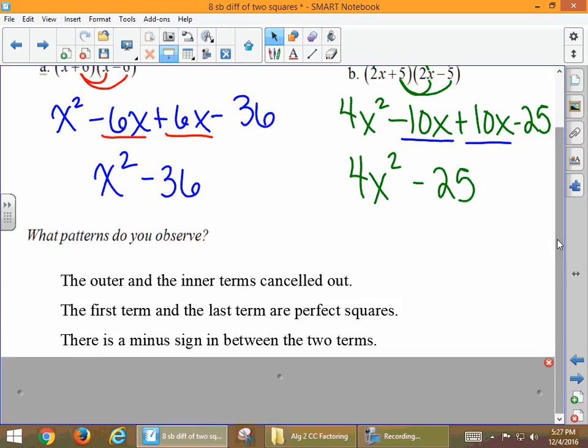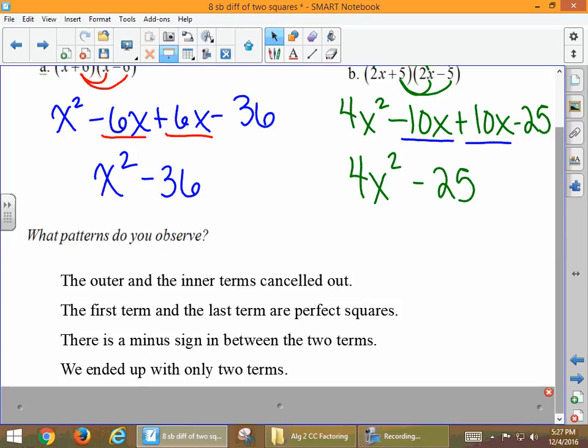Notice that when we finished, we had a minus sign in between both terms. And then I wrote one more. We ended up with just two terms. x squared is a term and 36 is a term. 4x squared is a term and 25 is a term. So there are some patterns. Again, you could probably come up with a couple more.